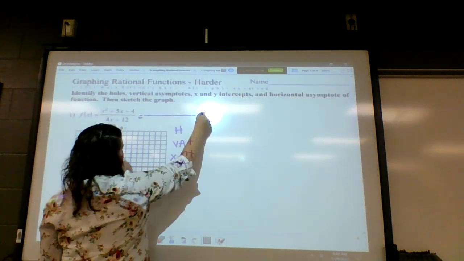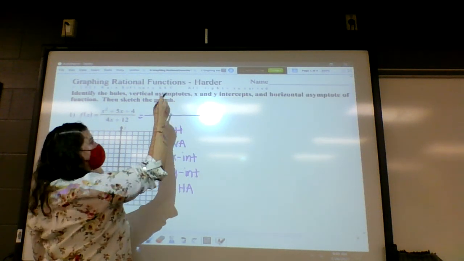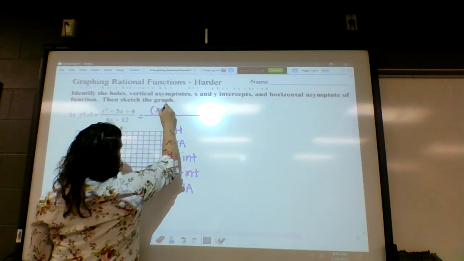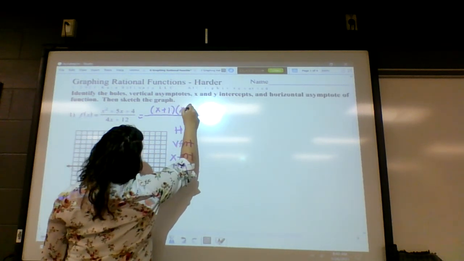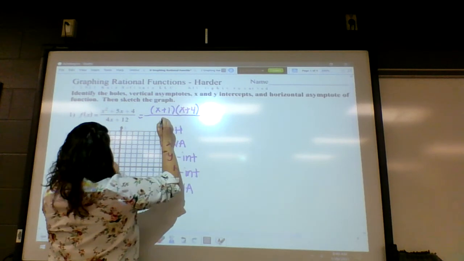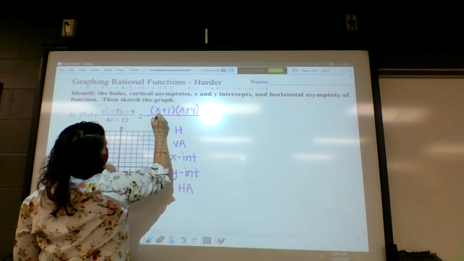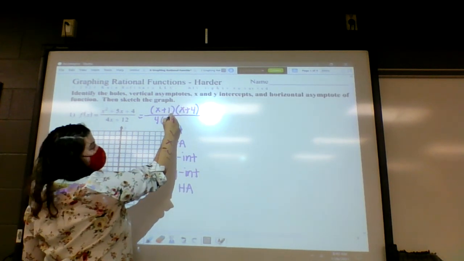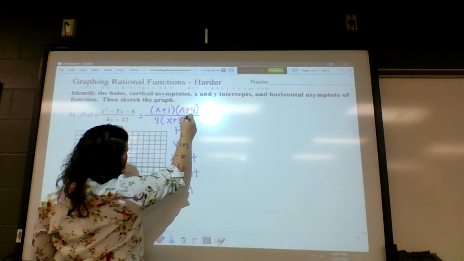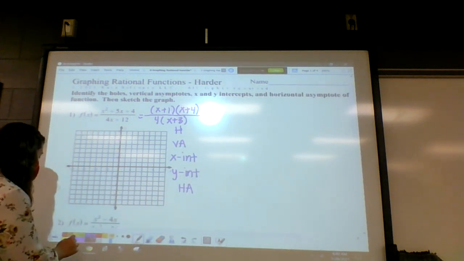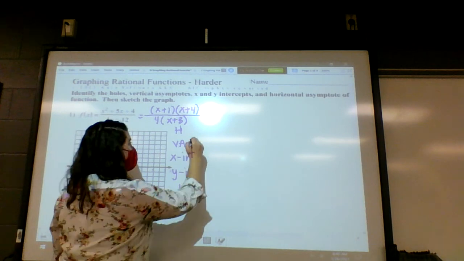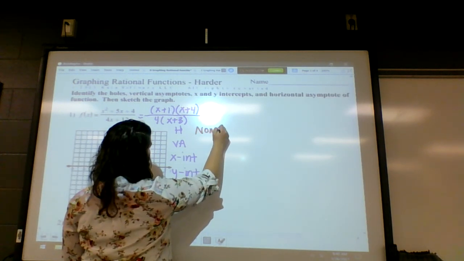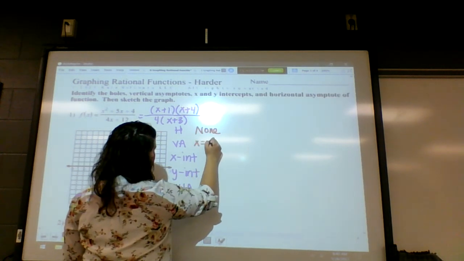Or factor? What'd you get for your factors? X plus 1 and x plus 4. Denominator, what'd you get for your factoring there? There's a GCF of 4 and then x plus 3. All right, so what did you come up with for holes? None. Vertical asymptotes. X equals -3.